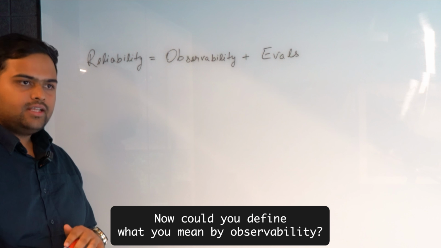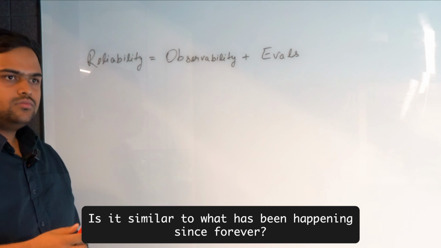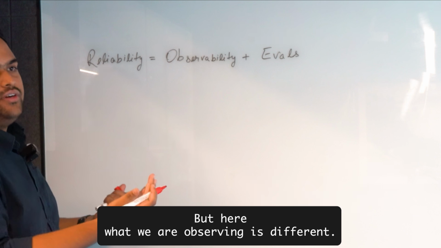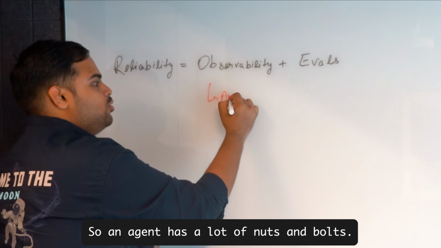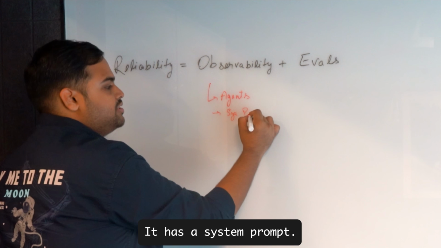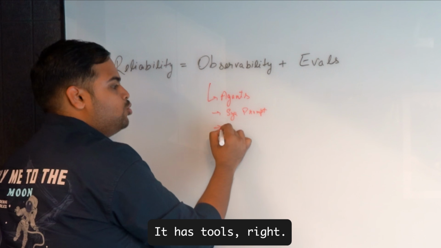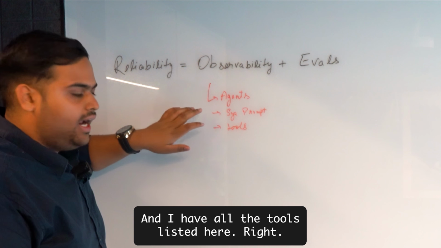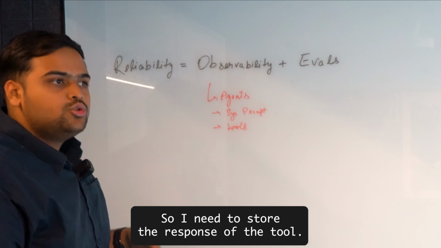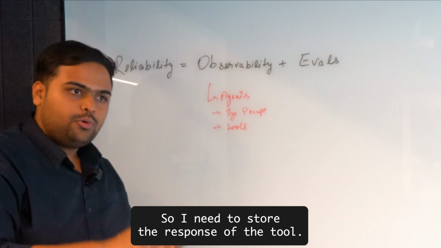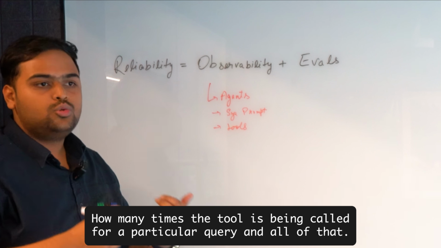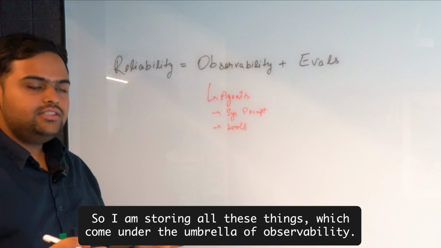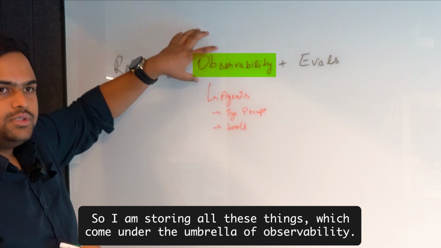Okay, now could you define what you mean by observability? Is it similar to what has been happening since forever? Yeah, it's the same thing, but here what we are observing is different. We talked about an agent, right? An agent has a lot of nuts and bolts. It has a system prompt, it has tools, right? Whenever I'm making a decision, I have the instructions stored here and I have all the tools listed here. So I need to store the response of the tool, how many times the tool is being called for a particular query, and all of that. So I'm storing all these things, which comes under the umbrella of observability.